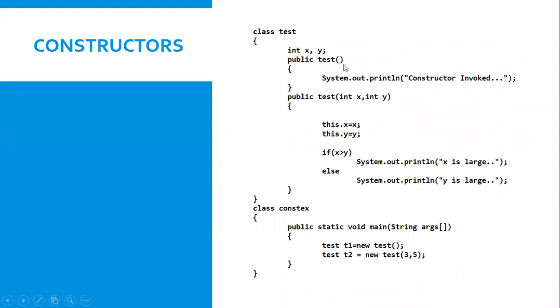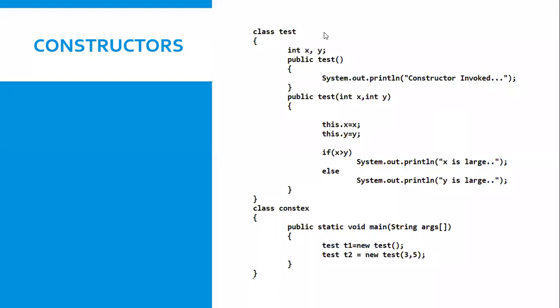Here I have Test with no parameters. Here I have Test with parameters. So here I have two constructors but with different signatures. If you observe, this Test doesn't have parameters and this Test has parameters. The constructors have the same name, but the signatures are different. So I can say my constructor has been overloaded. But there is a different requirement for each of the constructors. This constructor is called a default constructor, and this constructor is called a parameterized constructor.